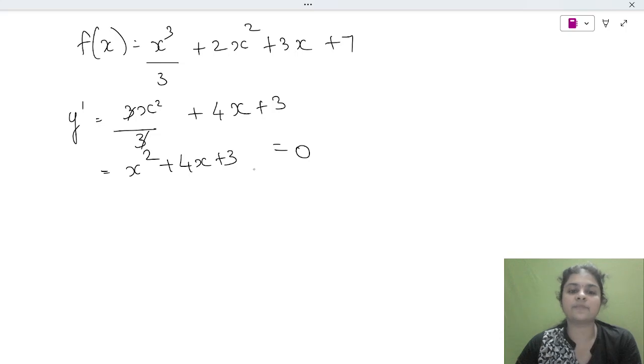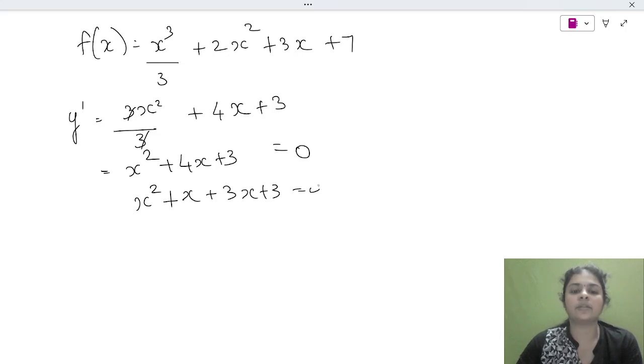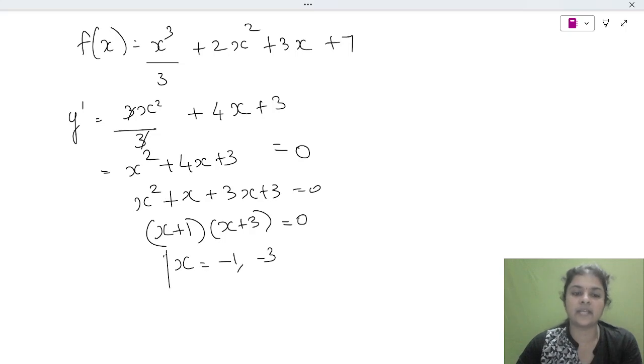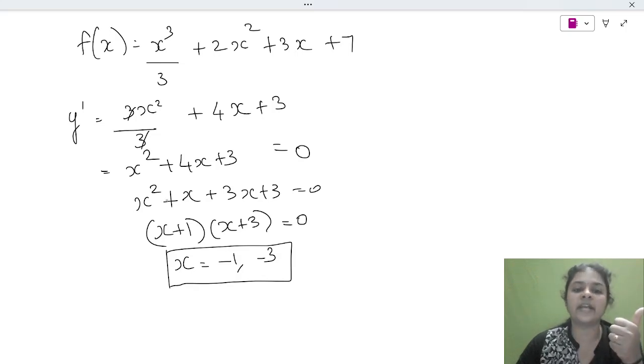Okay. Now simplify and solve this equation. You will get x square plus x plus 3x plus 3 equals 0, or x plus 1 into x plus 3 equals 0, or x is equal to minus 1 comma minus 3. So what did I do? Step 1, I differentiated the equation. Step 2, I equated the derivative to 0. Now step 3, I found out the answer of x.